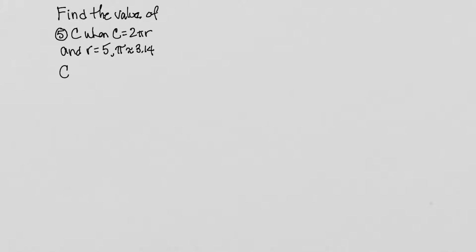We're going to get c equals 2 times pi. You know what? I'm going to write that in parentheses because I got too many dots. 3.14 times r, which is 5. Now, I'm going to get c equals 2 times 3.14 is 6.28 times 5. So c is equal to, when I multiply that, I got 31.4.